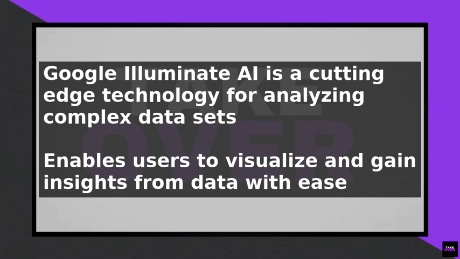To begin, navigate to the Google Illuminate AI website and sign in with your Google account. Once you are logged in, you will be presented with a dashboard that provides an overview of the platform. The dashboard is divided into several sections, including the navigation menu, the workspace, and the toolbar.